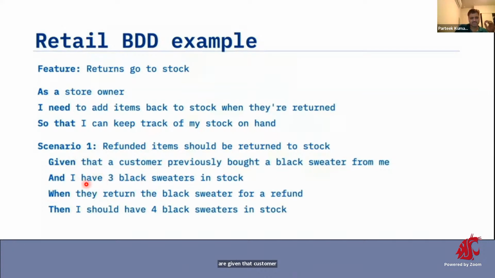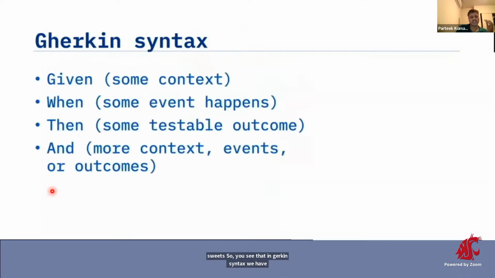I hope this scenario makes sense to you, which clearly says that given that a customer previously bought a sweater and is returning that, we are using and to make a continuity with the given conditions. So the given point is that the customer first bought the sweater, and I have three sweaters in my stock originally. When they return the black sweater for refund, then I should have four black sweaters. So you see that in Gherkin syntax, we have given, when and then. Given indicates some context, when indicates some event happening, and then some testable outcome.